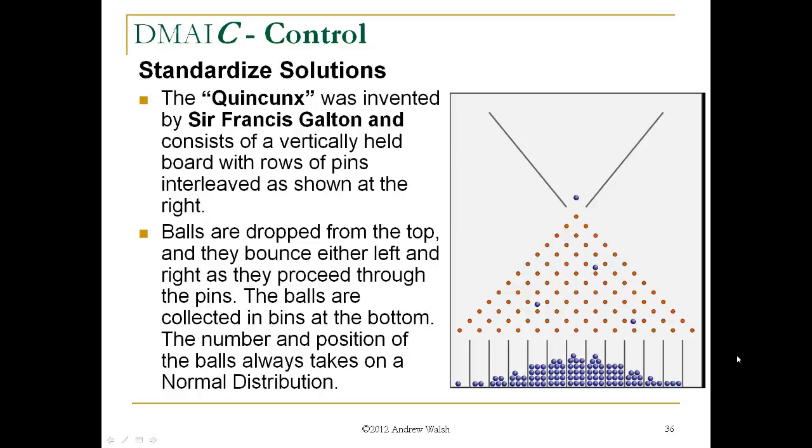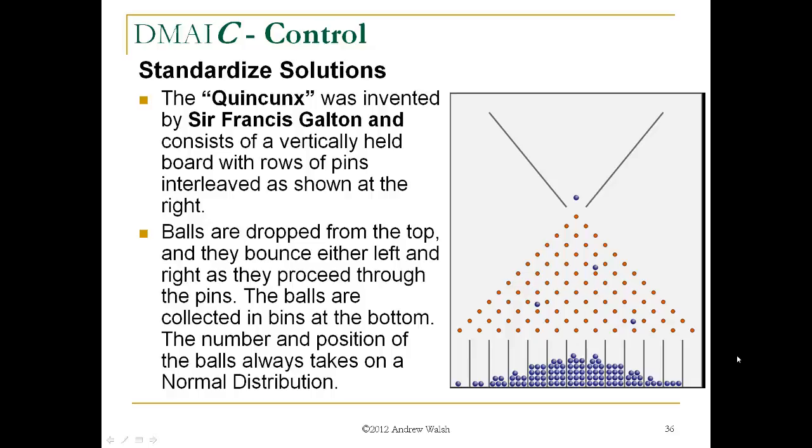Now, this is a famous device called the quincunx, invented by Sir Francis Galton. It just consists of a vertically held board with rows of pins interleaved as shown at the right. Balls are dropped from the top, and they bounce either left or right, a 50-50 chance, as they proceed through the pins. The balls are collected in the bins at the bottom. The number and position of the balls always takes on a normal distribution, as you see here.